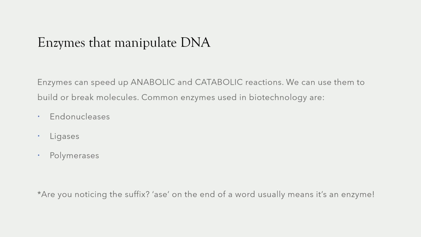So there are 3 different types of enzymes that we can use to manipulate DNA. These are endonucleases, ligases, and polymerases. Here I really want to note the suffix that we're using for all of these. The end of all of these enzymes is the suffix "ase." This is a really important thing to note because often in exams they'll ask you about an enzyme you've never heard of before that has "ase" as a suffix, and you'll need to be able to identify that that is an enzyme that they're talking about. So this is a really good note to make, that if you see "ase" at the end, we're usually talking about an enzyme.